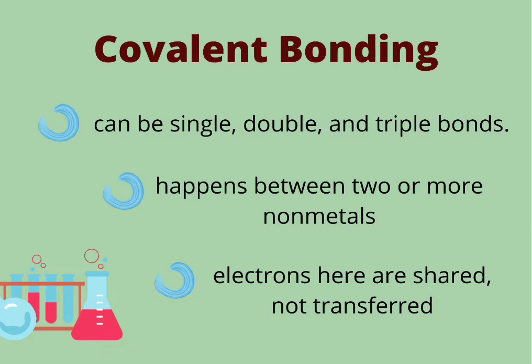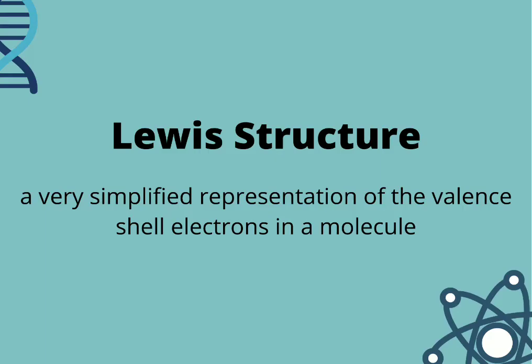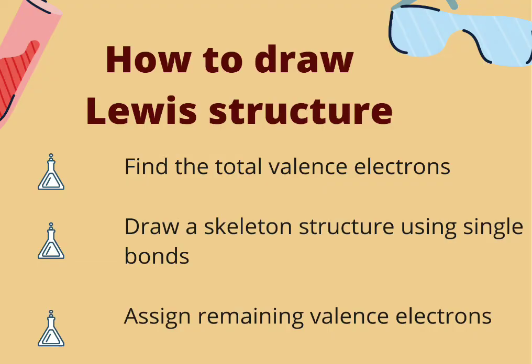Covalent bonds can be represented too as Lewis structures, where a Lewis structure is the simplified representation of the valence shell electrons in a molecule. Here are the three steps on how to draw a Lewis structure. First, find the total valence electrons. Second, draw a skeleton structure using single bonds. And lastly, assign the remaining valence electrons.